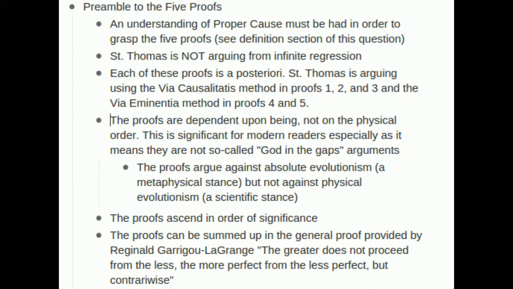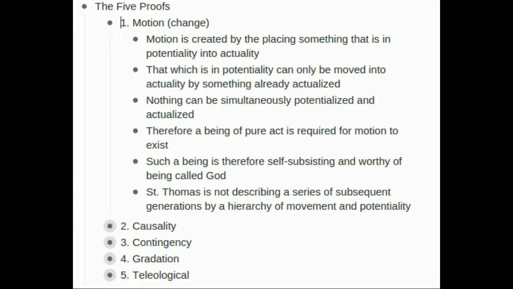Okay? The proofs ascend in order of significance, and the proofs can be summed up by the general proof given by Garrigou-Lagrange: the greater does not proceed from the less, the more perfect from the less perfect, but contrariwise. So something greater does not come from something that is less great. That's the foundational argument of the 5 proofs. All right. Let's get into them themselves. The first proof, the proof from motion, or from change.